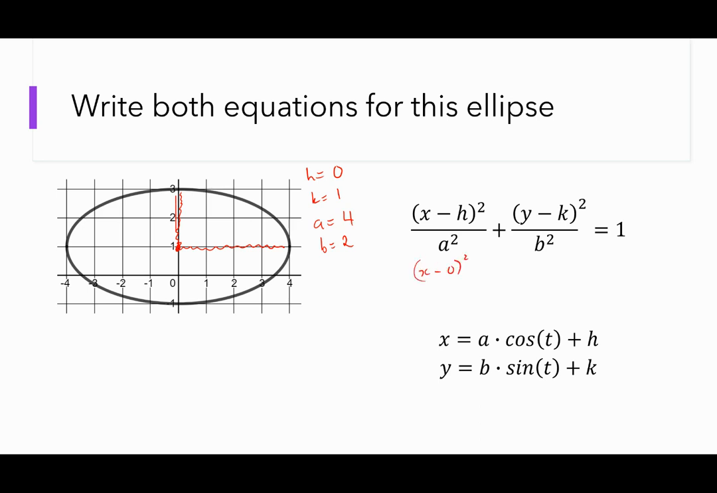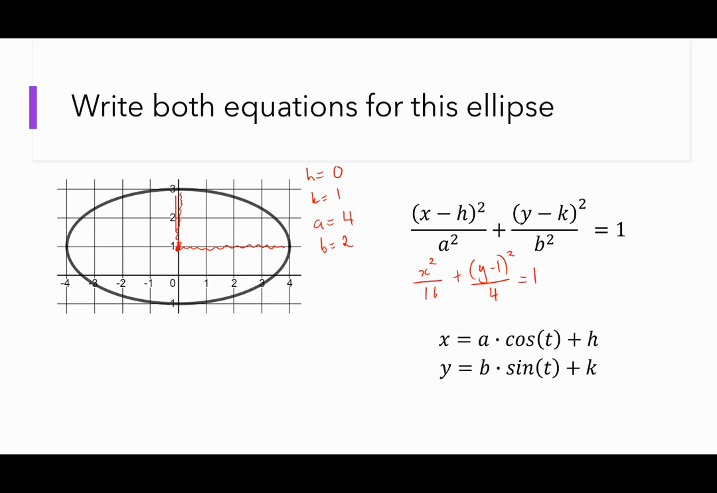Now normally we would write it as x squared rather than x minus 0, because you don't actually need all of this part here. So x squared over a squared, which you could write as 4 squared, or you could write it as 16. Either is fine. I'll leave it as 16 for now. Y minus k, that's y minus 1 squared over 2 squared, which is 4 for consistency. And that's equal to 1.